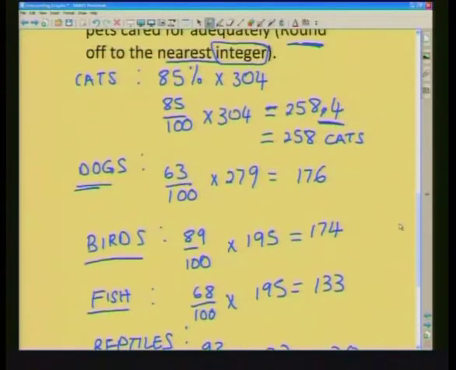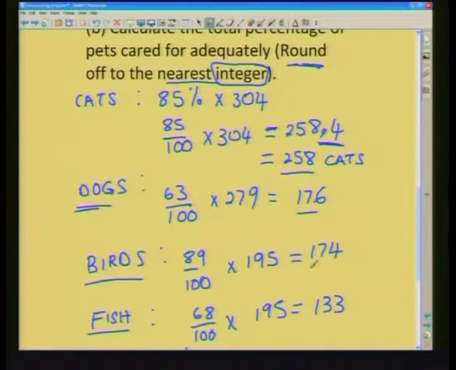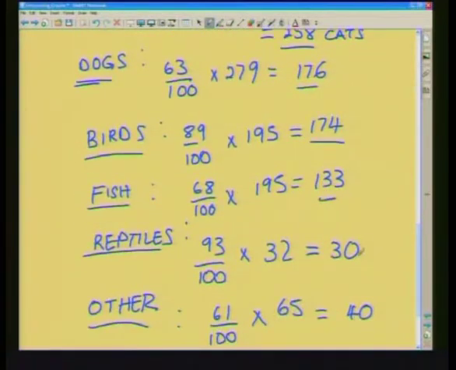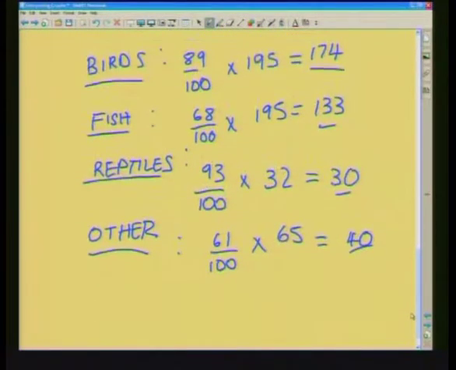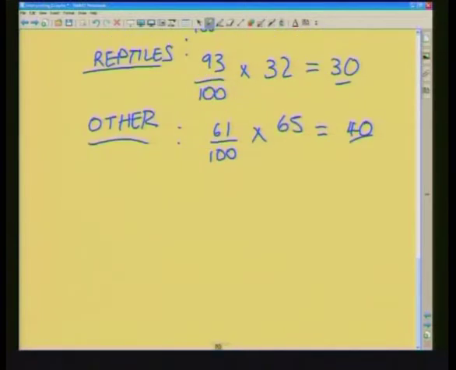So what we have just determined is the number of all pets that are cared for adequately. So if I would like to work this out as a percentage, all I have to do is to find the total number of pets that are cared for adequately. So that means I have to add all of those numbers together. So 176 plus 174 plus 258 and so on and so on.